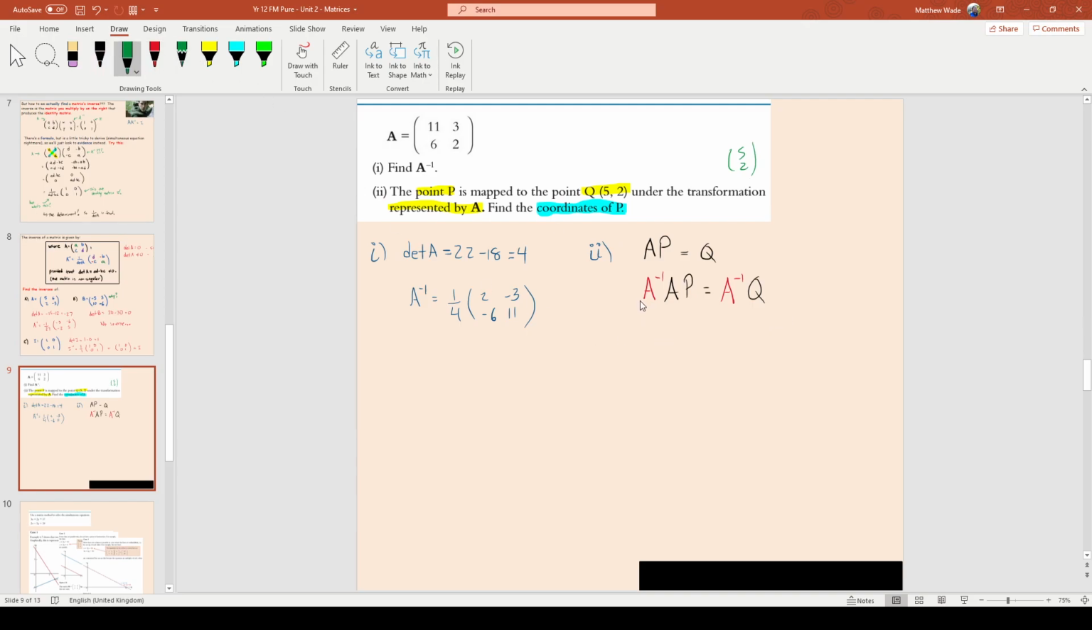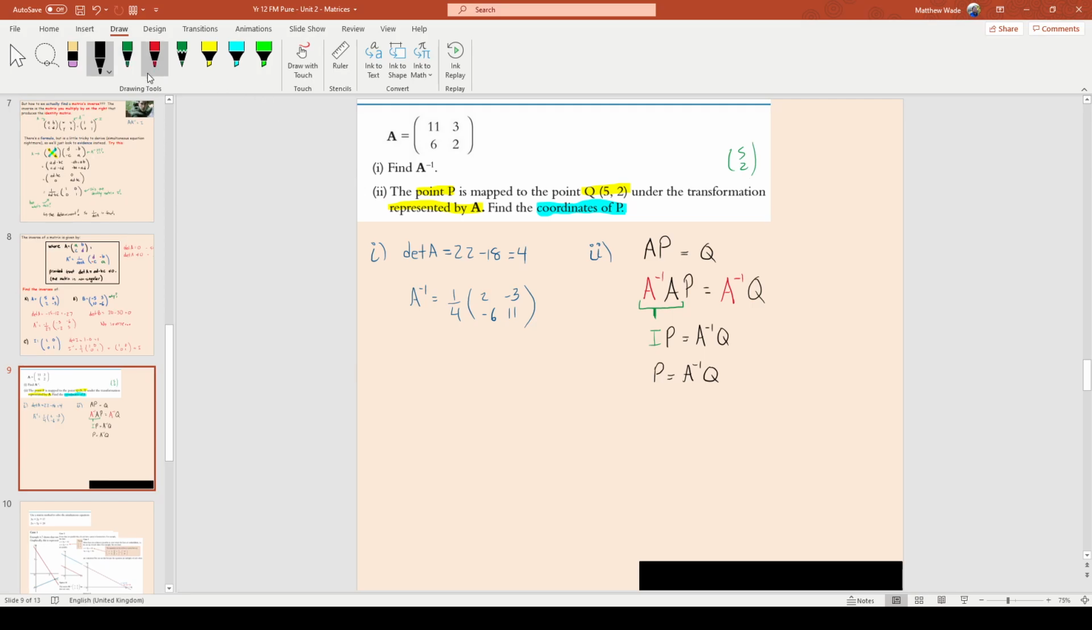Now, here's the thing. A is attached to its inverse. What does that become when something's multiplied by its inverse? That's it, it's the identity, because it undoes it, right? That's where the derivation, the proof, if you chose to do the proof, came from, and that's also where all of our evidence came from too. So it becomes IP, and that's going to equal A inverse Q. But when you multiply something by I, it's as though you've done nothing at all. So it just means that P is A inverse Q.